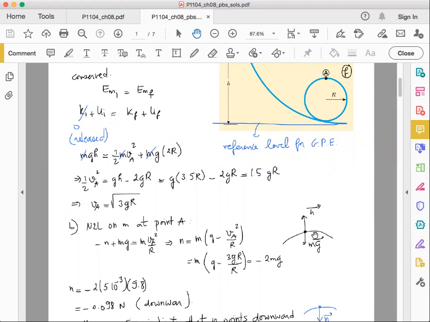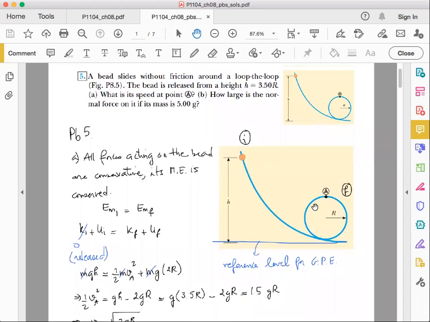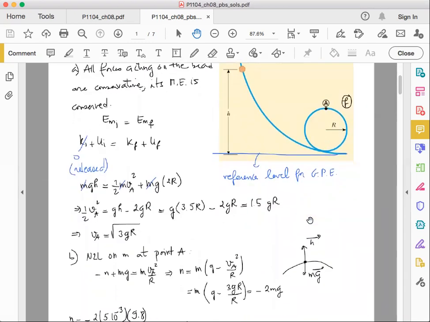Actually, we don't know how the normal force is directed. We first want to see what the normal force is and how it acts. Let's just draw n as pointing upwards for the moment and mg pointing downward. These are all the forces acting on the bead when it is at point A, given that there is no friction on the loop. So we apply Newton's second law.